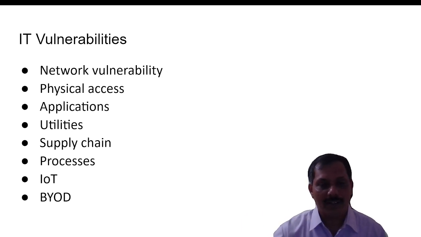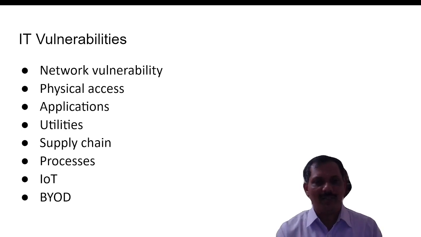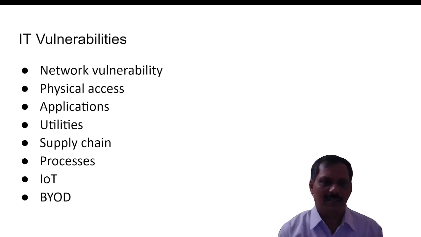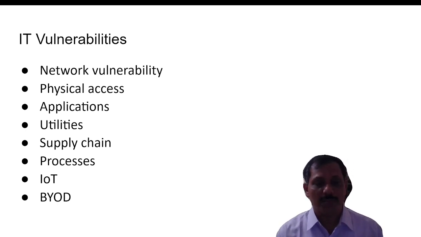IoT, Internet of Things. Nowadays you can manage anything from the internet, any electronic device. It may be your television, it may be your refrigerator, it may be your washing machine. So just like we have seen in the case of utilities, that UPS example, similarly there may be some vulnerabilities associated with this also, and it may impact your organization. So you need to consider that there may be vulnerabilities in your products.